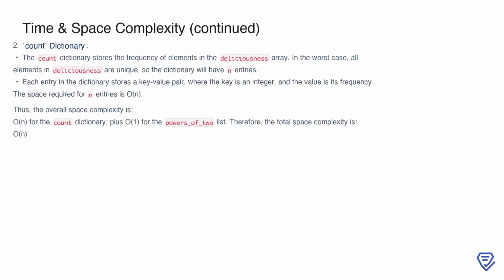In the worst-case scenario, where all elements in the array are unique, the dictionary will store n entries. Each entry consists of a key-value pair, with the key being the element and the value being its frequency. The total space required for n entries is O(n). Therefore, the overall space complexity is O(n) for the count dictionary, combined with the O(1) from the powers_of_2 list. Altogether, the total space complexity of our solution is O(n).